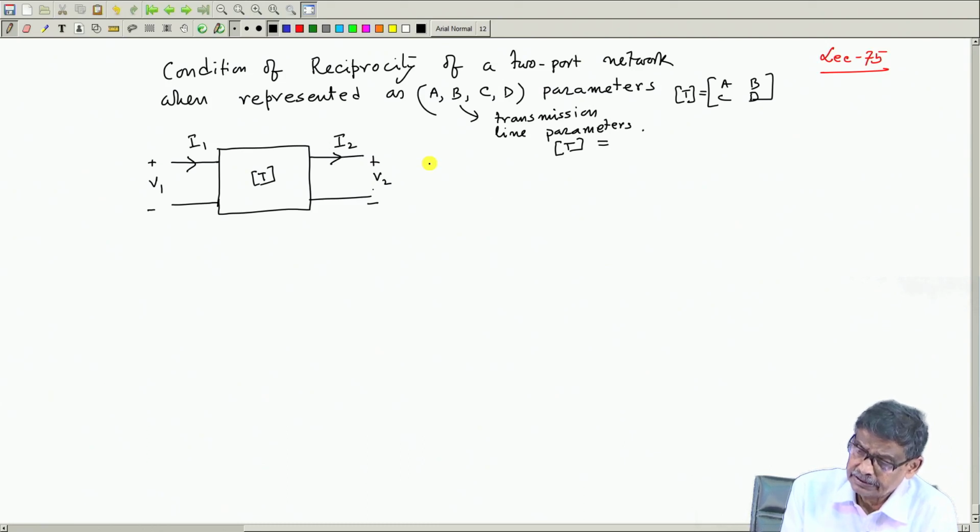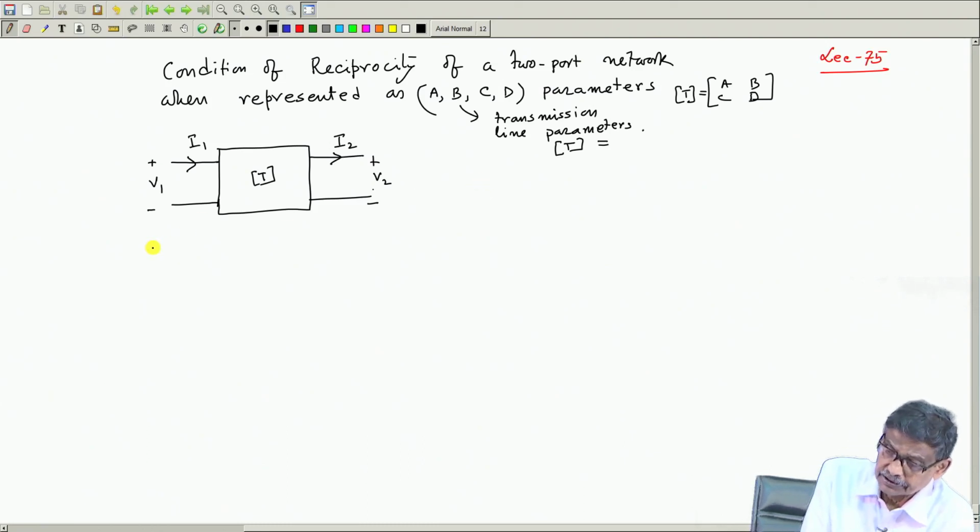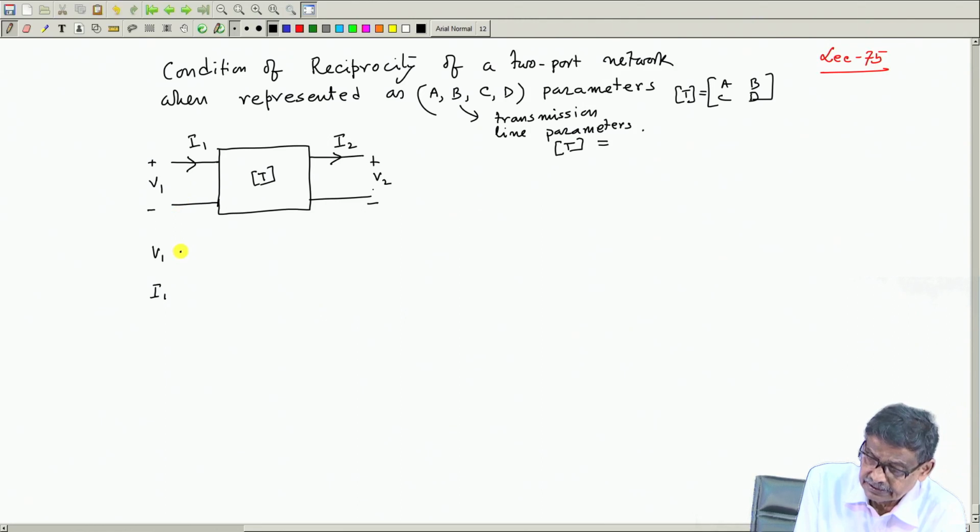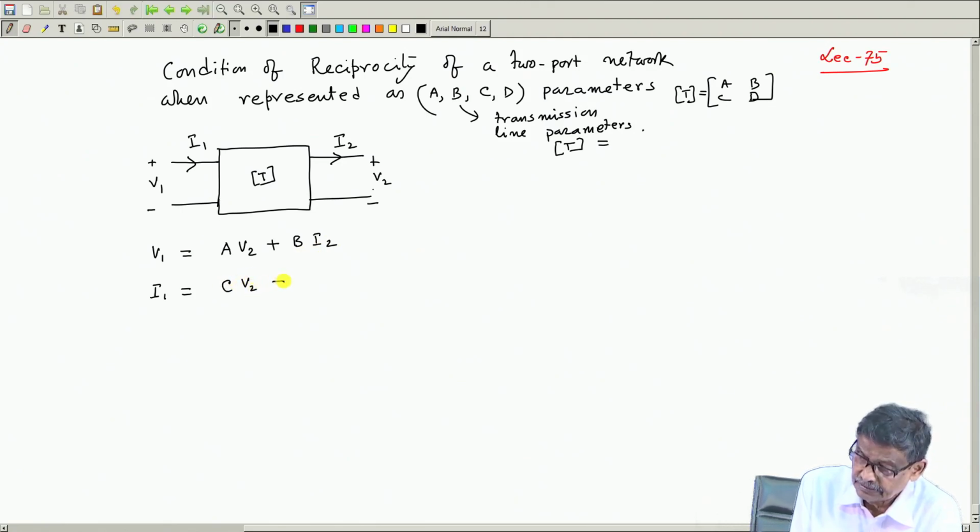Then the basic equations are: the sending end voltage V1 and sending end current I1 of a transmission line are represented in terms of receiving end voltage and current, that is V1 equals AV2 plus BI2, and I1 equals CV2 plus DI2. These are the fundamental equations.